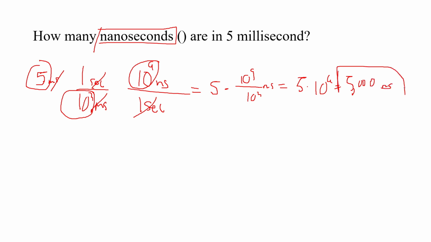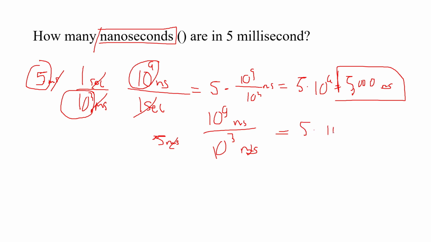And honestly, if you just want to go straight from milliseconds to nanoseconds, you can. It's pretty much 10 to the 9th over 10 to the 3rd, 5 milliseconds, milliseconds cancel, nanoseconds, and we're left with 5 times 10 to the 6th. But that can get a little messy if you use the wrong conversion factor. So I usually recommend doing it how I did the first one.